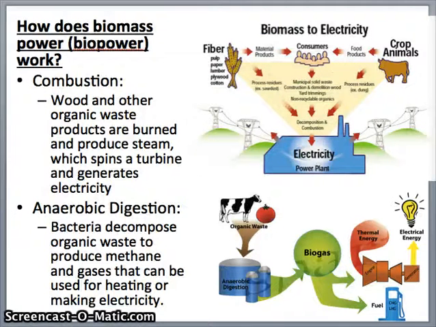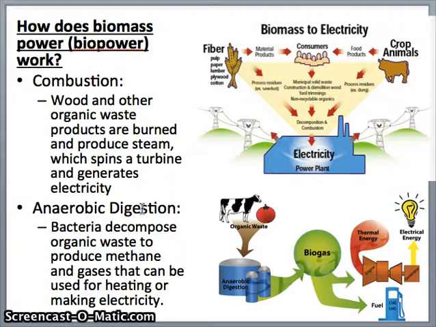How does biomass power or biopower work? One of the most common ways that we can generate electricity from biomass is combustion. Combustion is the act of burning something to generate heat and steam. So wood and other organic waste products are burned to produce steam, and that can spin a turbine and generate electricity. Most things that are combusted are actually plant matter. And this picture just shows you some of the things that can be processed in an electricity power plant to produce electricity from biomass.